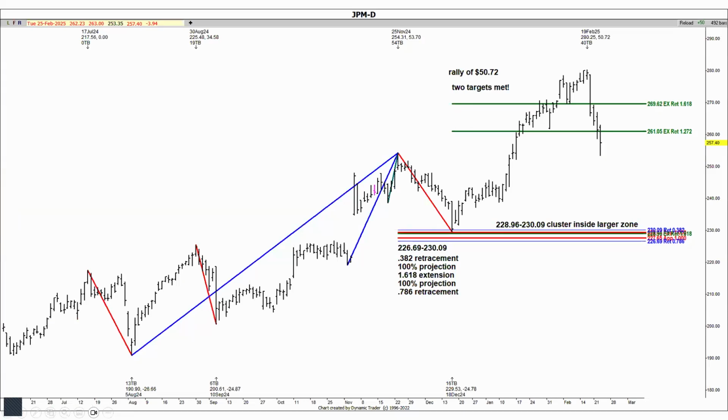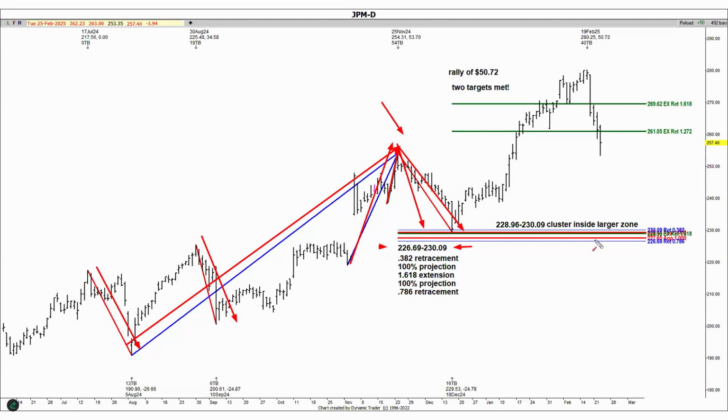This one I actually did a video on last night on YouTube, just to go through how I came up with these levels. We took some projections of prior swings and projected them from the high at that time, right over here, for possible support. I had a 382 retracement of this larger swing, a 786 retracement of this smaller swing, and also a low to high 1618 extension. So we had a kind of wide zone between the 226 to 230 area.